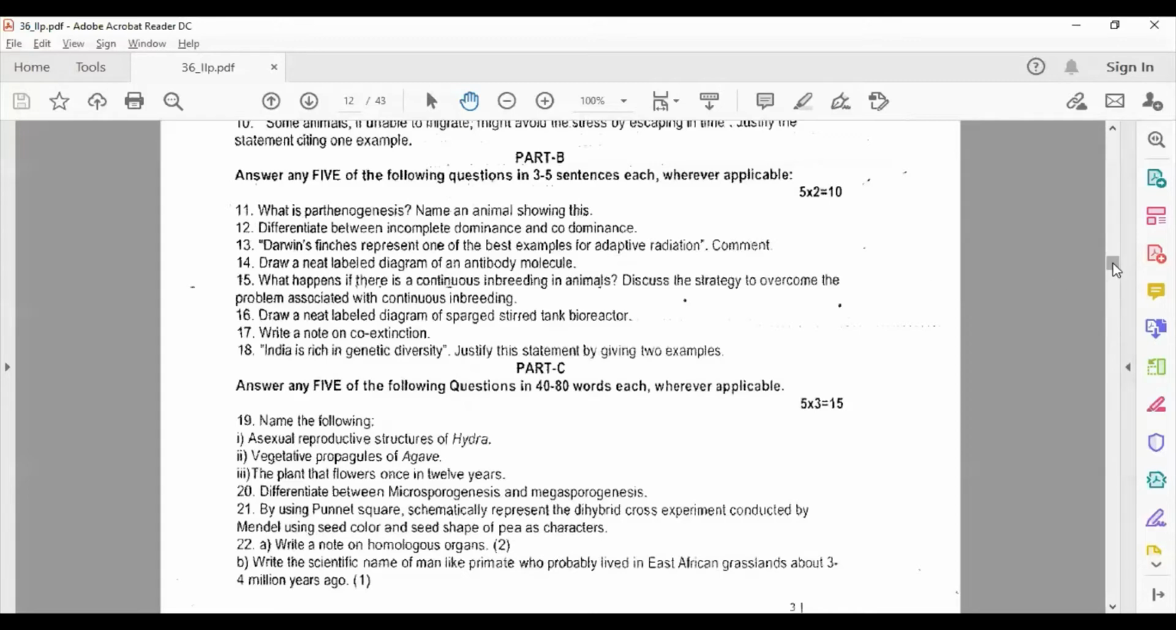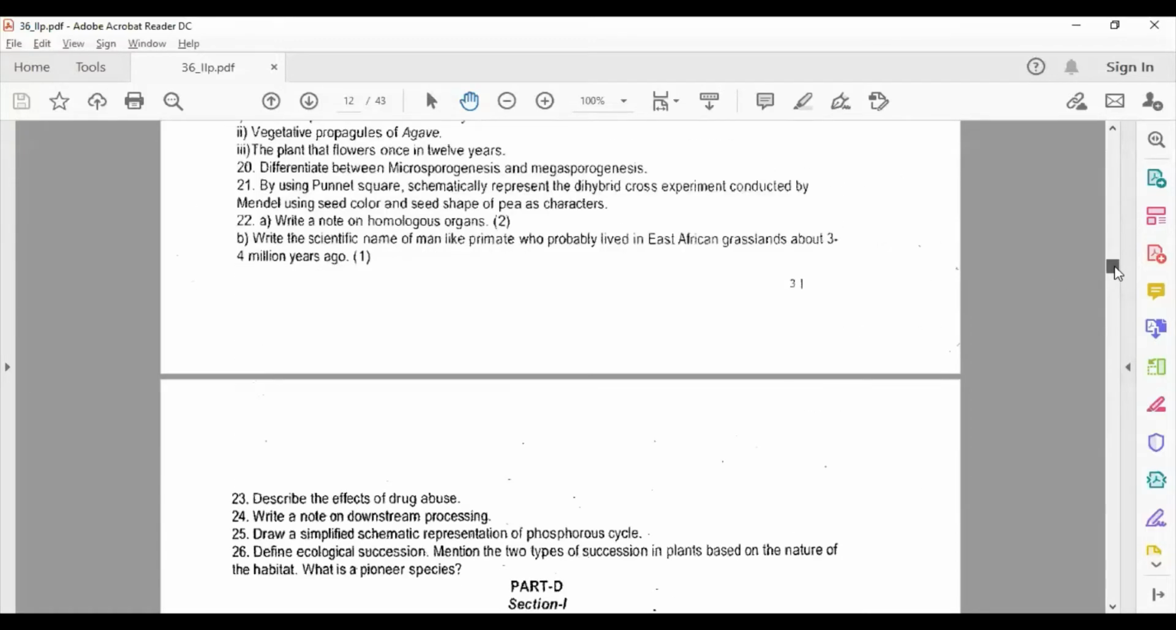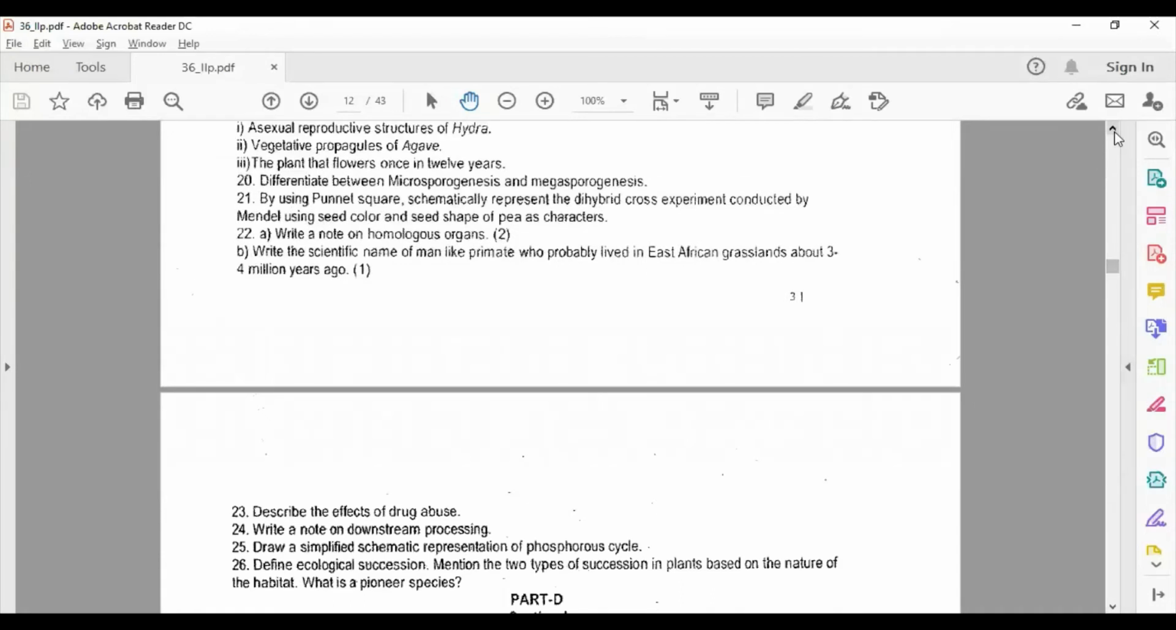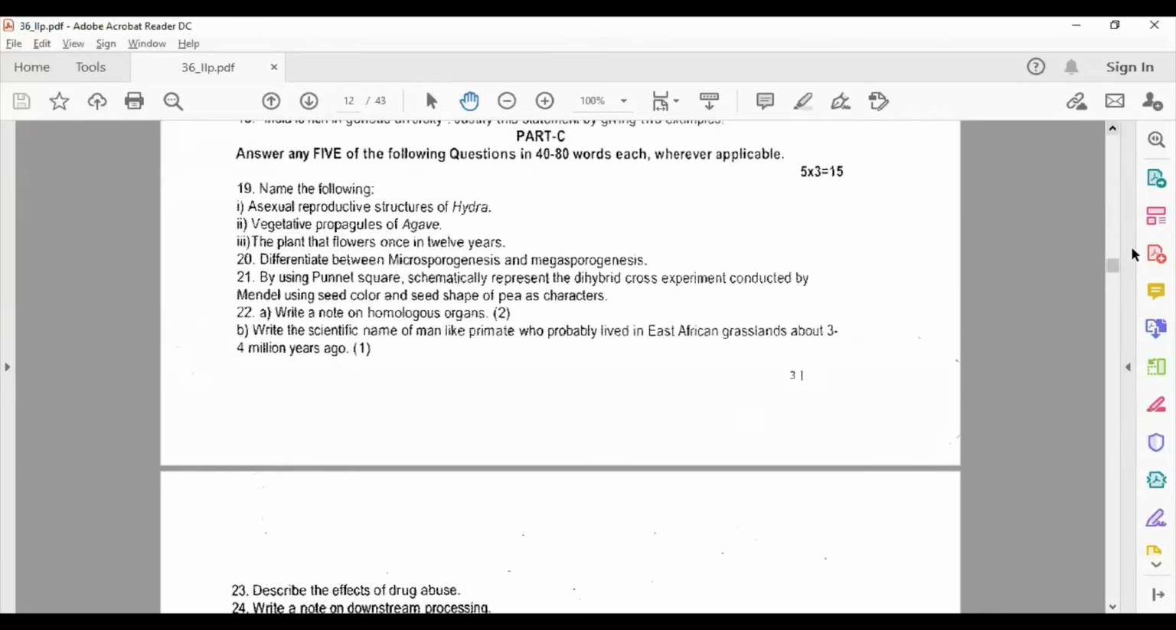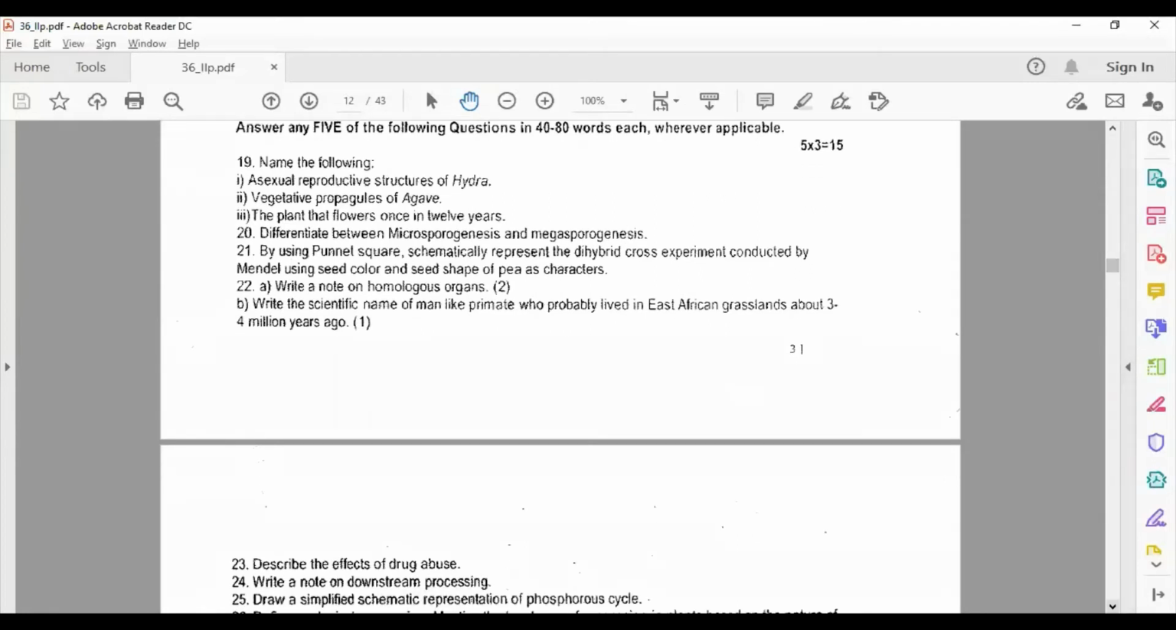Moving on to part C. Here again you have questions from 19 to 26, so that will be 8 questions. Out of the 8 questions, you have to answer 5. Same as part B, here also you have 8 questions in which you have to answer any 5.